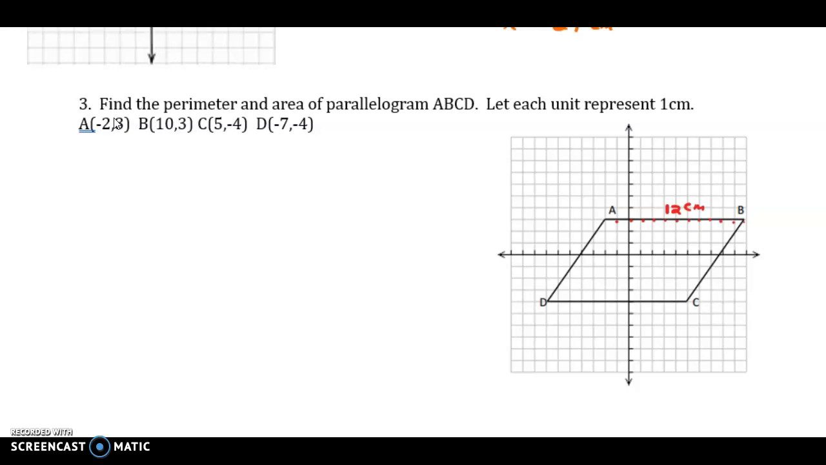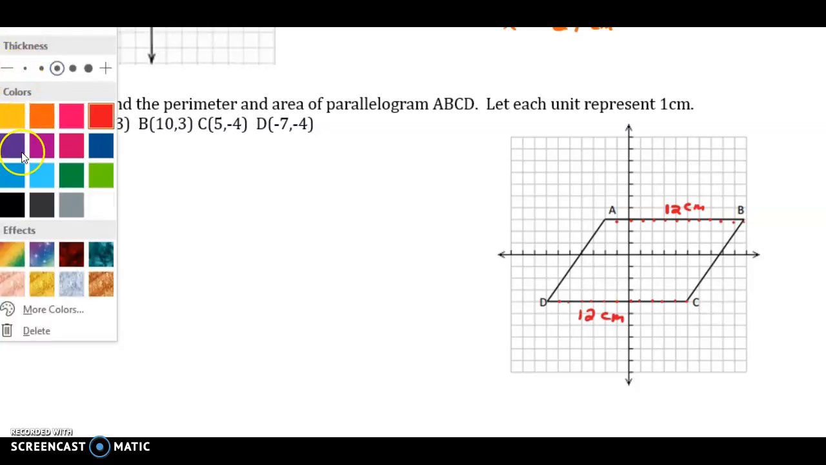Since it's a parallelogram, opposite sides should be parallel and congruent, so this one should be 12 centimeters. Let's check it. 1, 2, 3, 4, 5, 6, 7, 8, 9, 10, 11, 12. All right, that works. So two sides down, we just have to get the diagonals. So now, with the diagonals, again, you can do the distance formula, or since you're on the graph, you can just do the slope triangles.